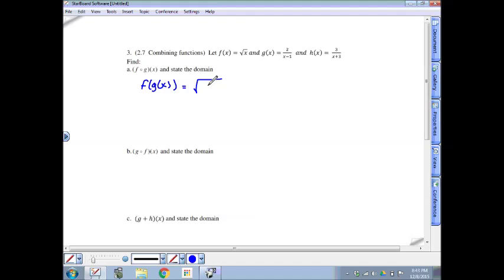And remember, when you're replacing x with other values, in this case another function, I always recommend that you turn all your x's into empty parentheses. So it's the square root of blank, and that blank gets filled in with 2 over x minus 1. And then if you're taking the square root of a fraction, you can separate the square roots into the numerator and denominator.